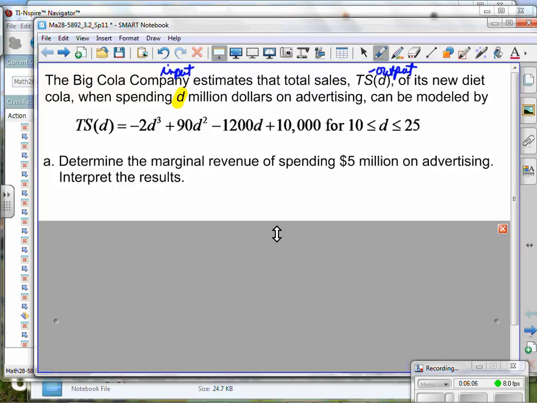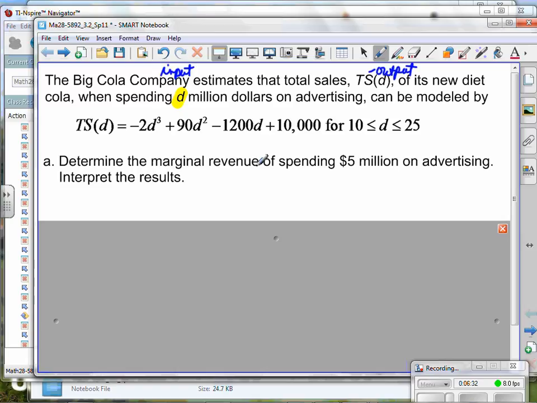Determine the marginal revenue of spending $5 million on advertising and interpret the results. Determine the marginal revenue. What's that got to do with total sales? Up here we said total sales. Now we're talking revenue. Have I changed the problem on you?